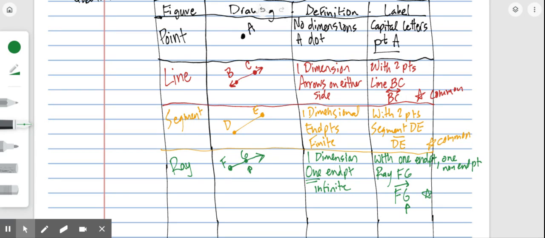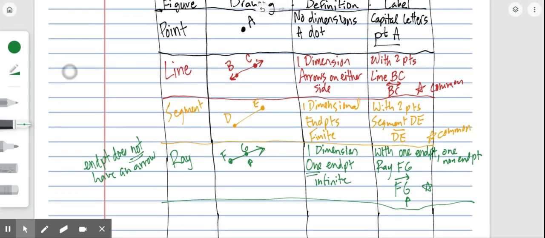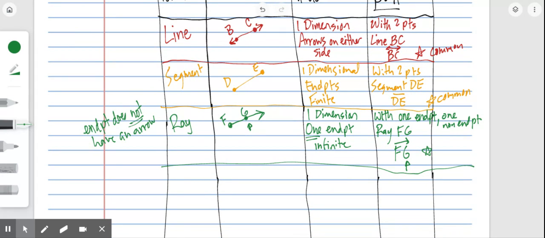Okay, so the endpoint, I'm going to write that here. Endpoint does not have an arrow. And that's super important because that denotes how far the ray goes or which direction it goes. If you mess up and you draw it the other way, then you are not talking about the same ray that you thought you were talking about.